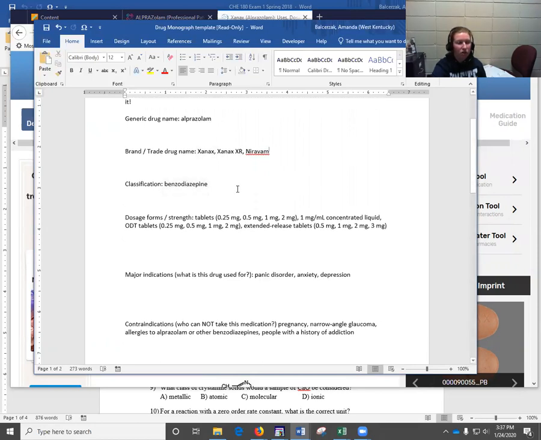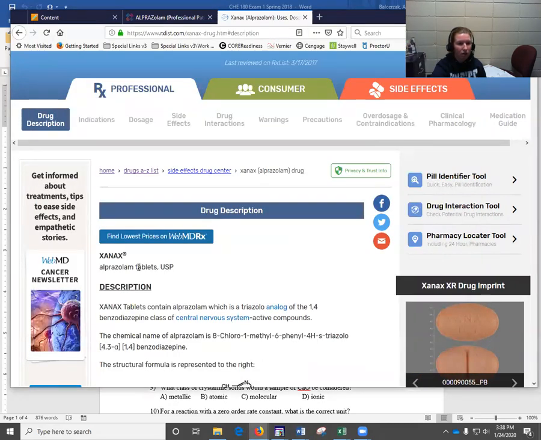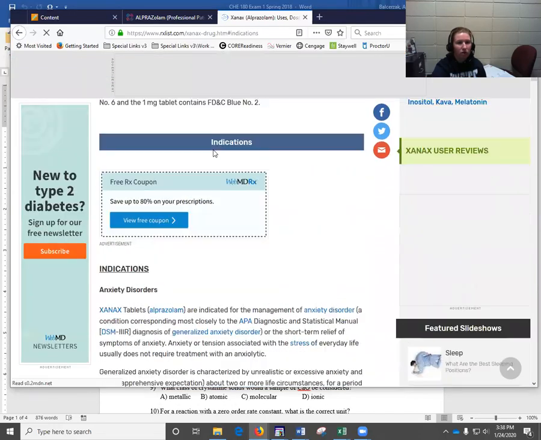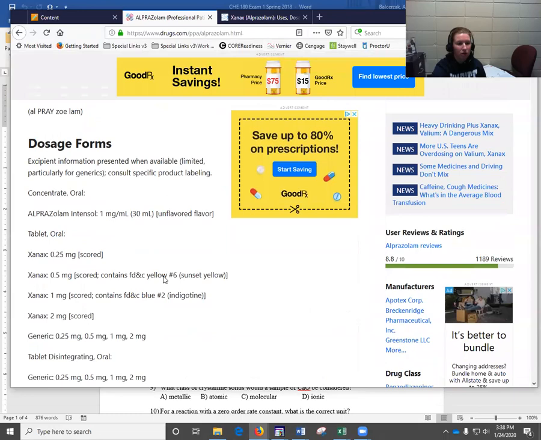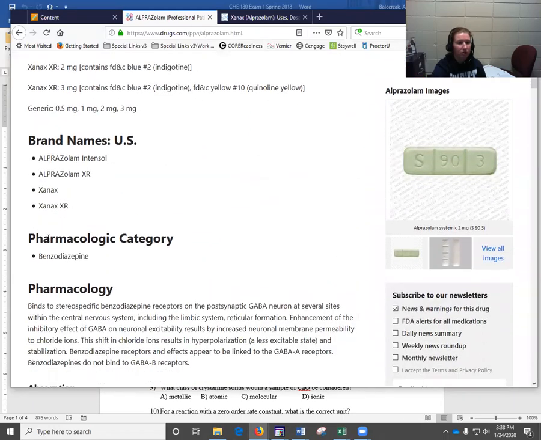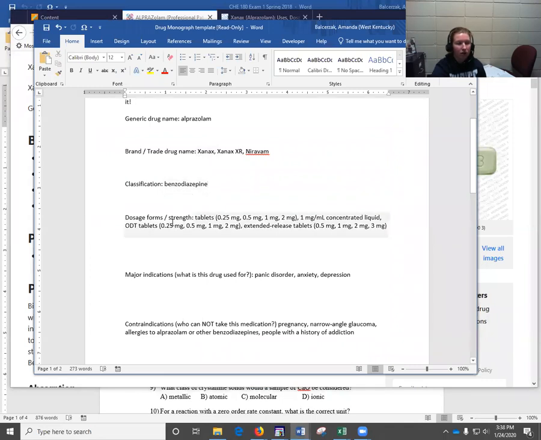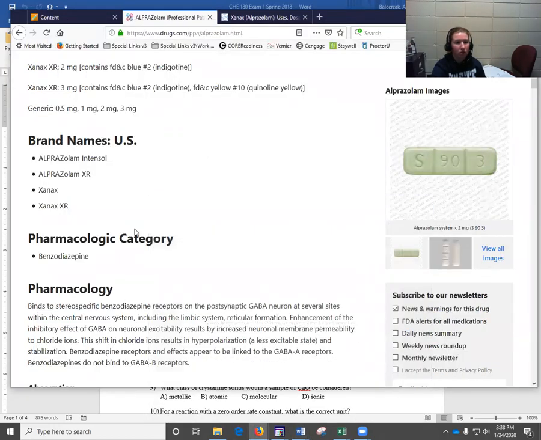The classification, you want the actual chemical classification here. So it is a benzodiazepine, and if you look here, it will tell you on this one: dosage forms, brand names, pharmacological category, benzodiazepine. Pharmacology, that tells you how it works. And then the dosage forms and strengths, so that you can find here.